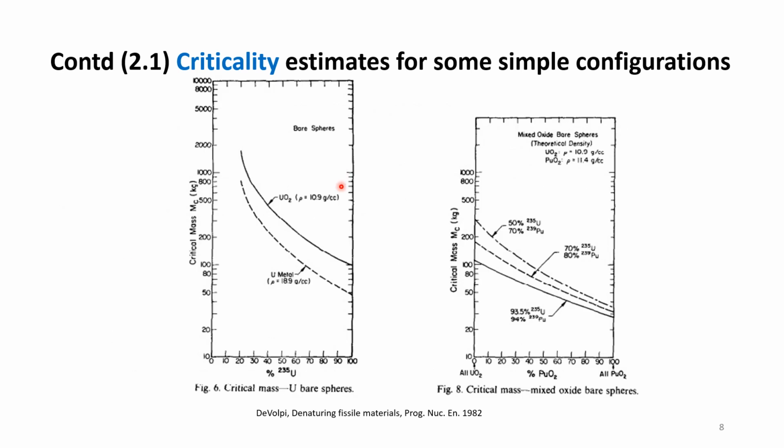Now, again from DeVolpi, I'm showing you on the x-axis the enrichment and on the y-axis the mass for criticality. Of course, the less enrichment, the more mass you would require. So in a reactor, for example, you'd have 2, 3, 4, 5% enriched uranium. In a fast reactor, you could go up to 20%. In a micro nuclear reactor, maybe 60, 70%. In a submarine reactor, maybe 90%. So these are the criticality estimates for some simple metallic and oxide configurations.